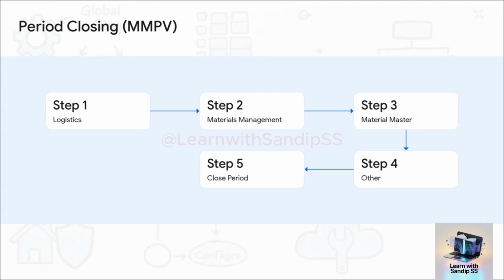Well, the transaction code is MMPV, and you can get there by following this exact menu path right here. You'll go through logistics, then materials management, and you'll find it kind of tucked away in the other folder under Material Master. This is the program you'll run to open each new period, which, and this is the crucial part, automatically closes the old one.